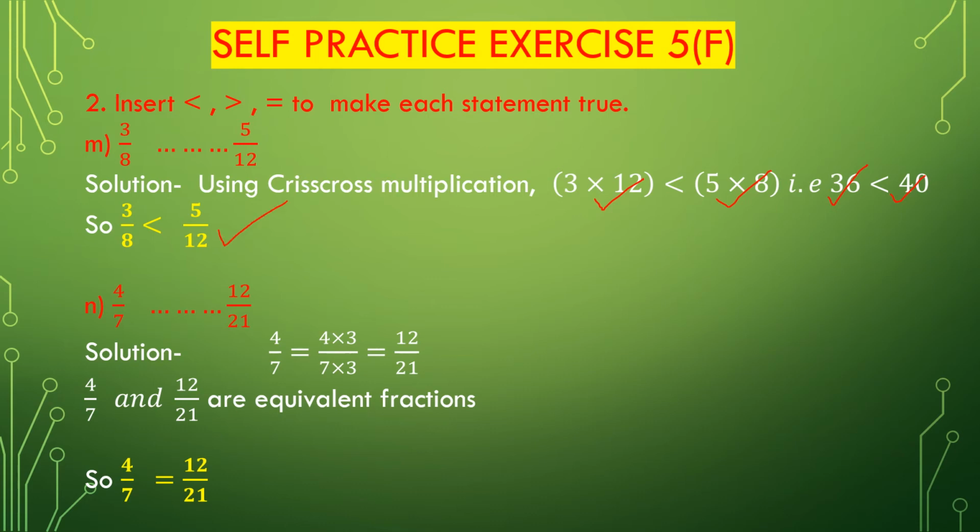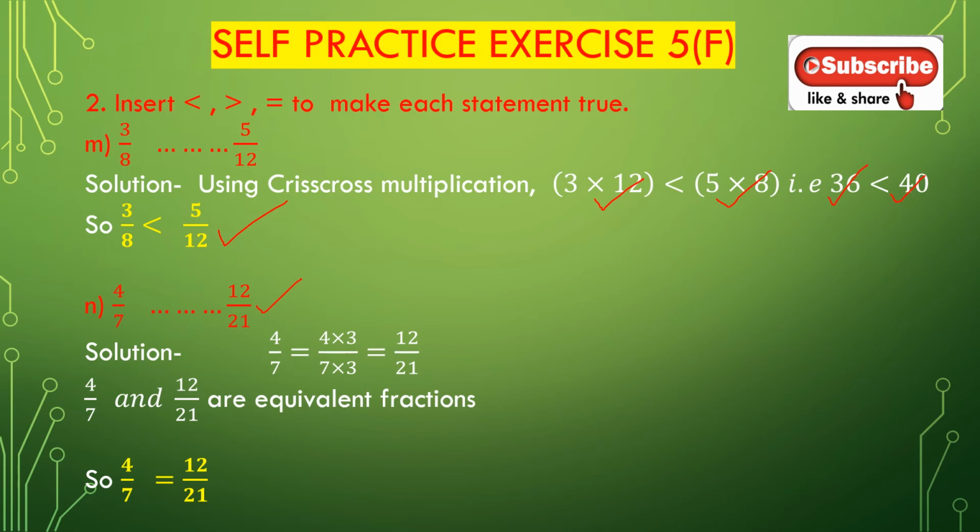And N) 4/7 and 12/21. Here 4/7, we have to convert this fraction 4/7 into an equivalent fraction, equating the denominator to the denominator of 12/21, that is 21, by multiplying the numerator and denominator of the fraction 4/7 with the same number. Here LCM of 7 and 21 is 21.